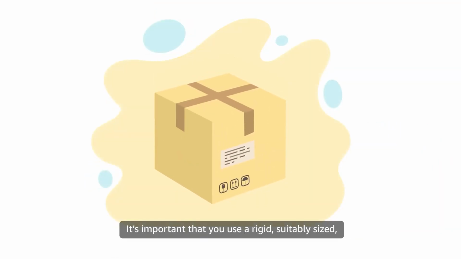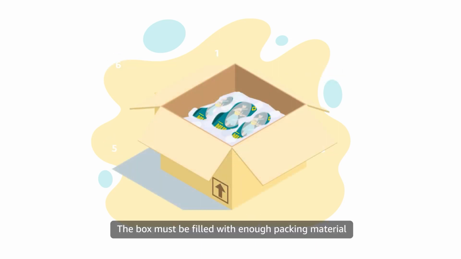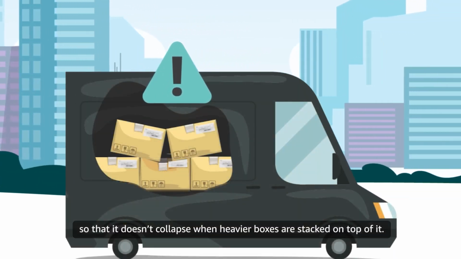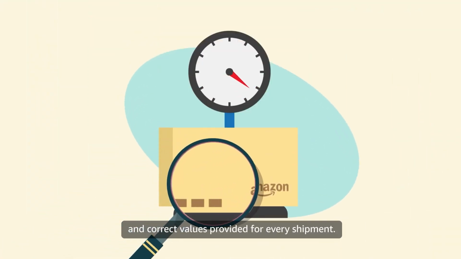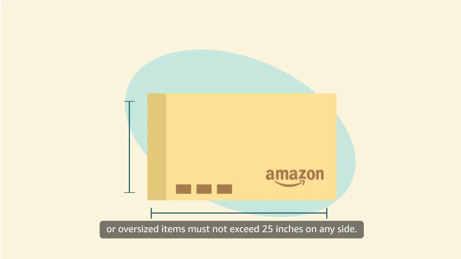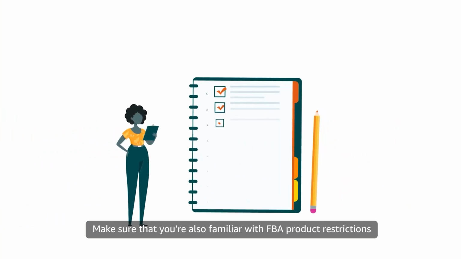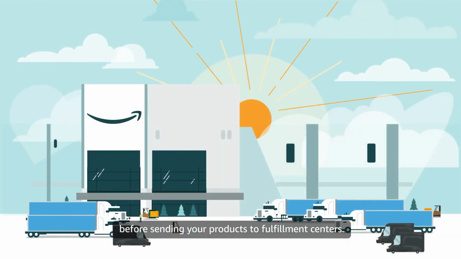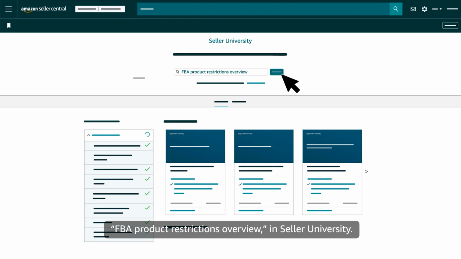It's important that you use a rigid, suitably sized, 6-sided box with its flaps intact. The box must be filled with enough packing material so that it doesn't collapse when heavier boxes are stacked on top of it. All cartons must meet the weight requirement and correct values provided for every shipment. And boxes containing multiple standard size items or oversized items must not exceed 25 inches on any side. Make sure that you're also familiar with FBA product restrictions before sending your products to fulfillment centers. To learn more, search for our video, FBA Product Restrictions Overview in Seller University.